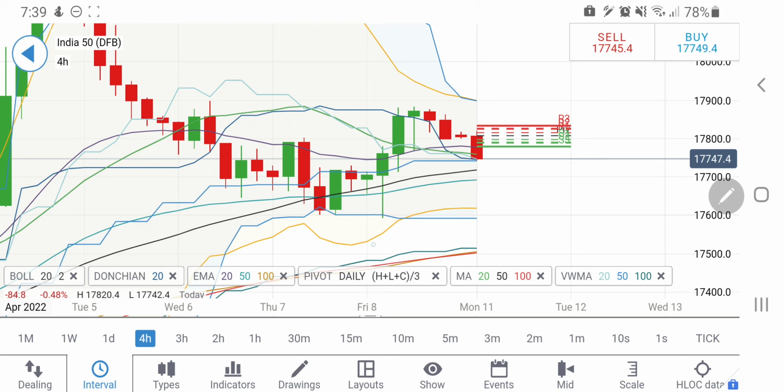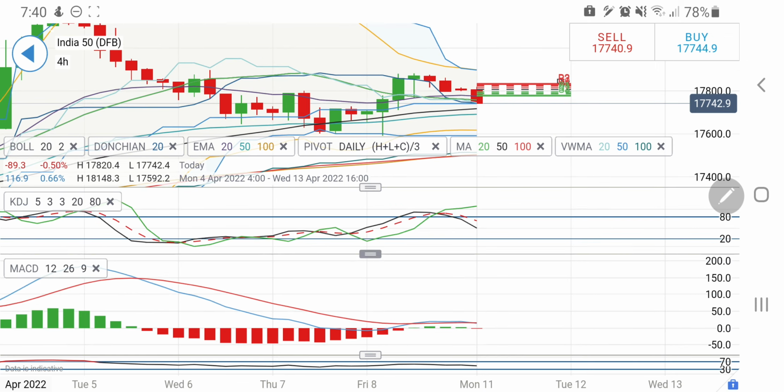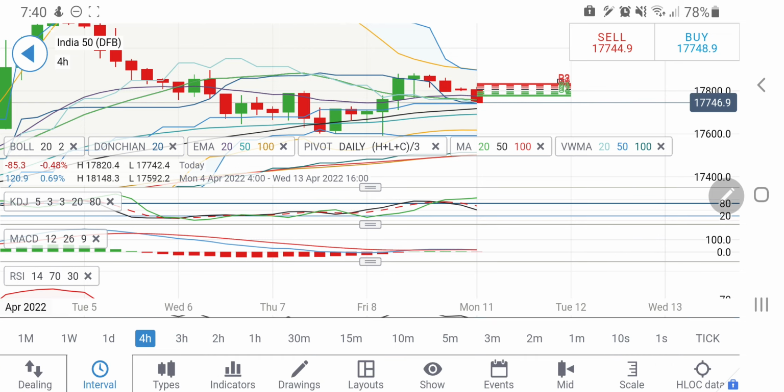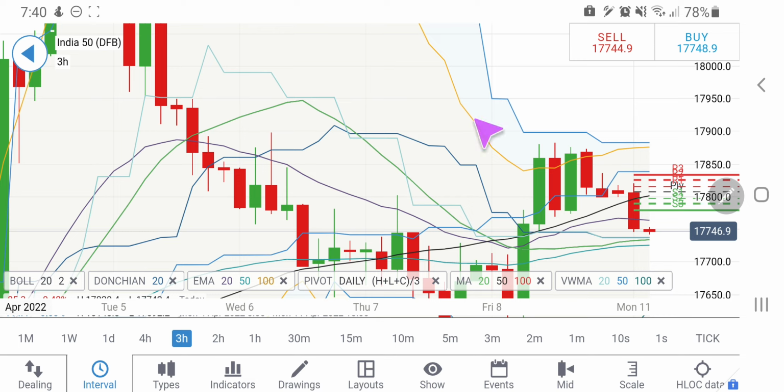And yes, if you look at the 4-hour stochastic, it is looking downwards from here, and if you look at the MACD, it is again trying to converge into sell side. Now look at the 3-hour charts. On the 3-hour charts, it is oversold. Look at this. This was the consolidation zone here. It fairly tried to go above 17,900, failing to do so. Now trading with a bearish bias here.